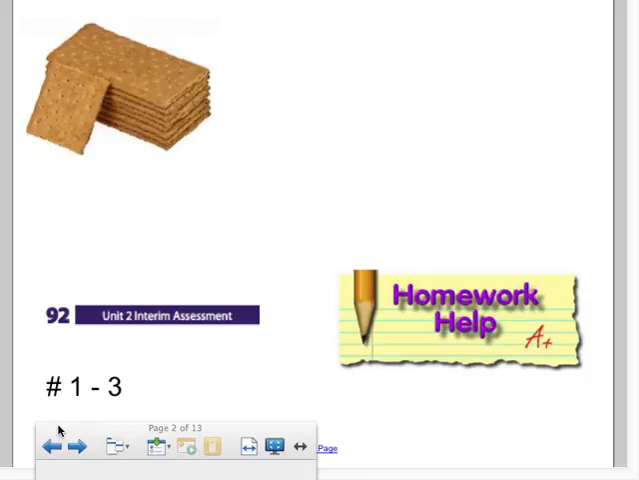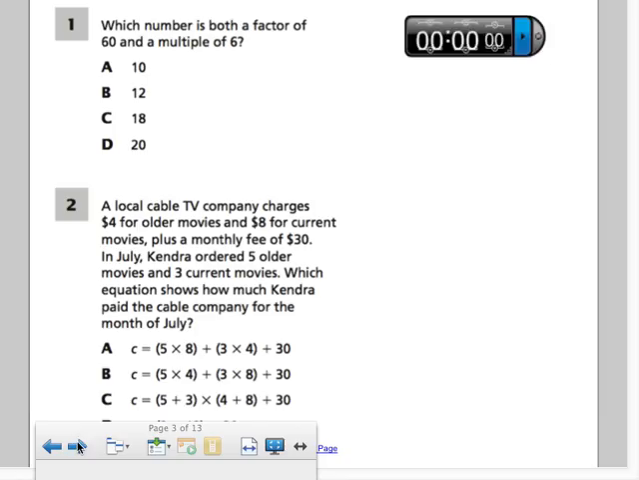Today's, or this week's, homework is helping you review your algebra concepts. Tonight, we're just going to take a look at numbers 1 through 3. A nice, easy start to our shorter week.